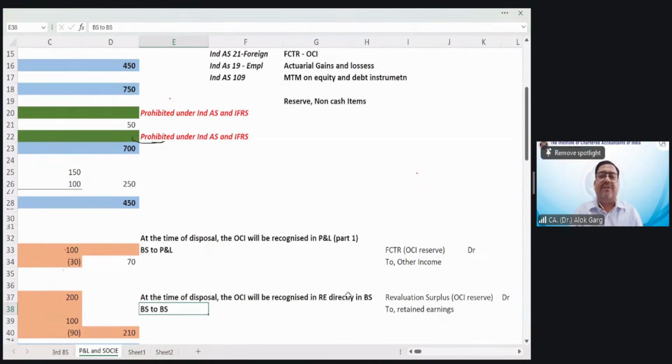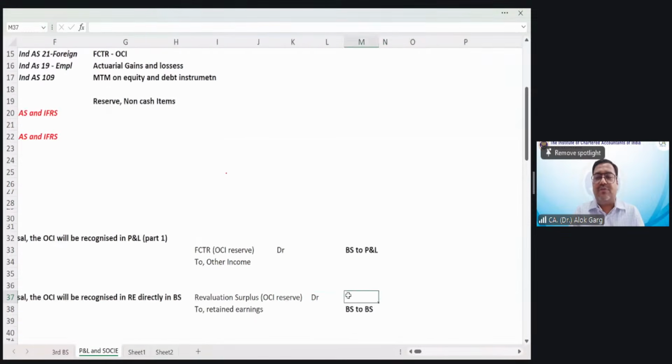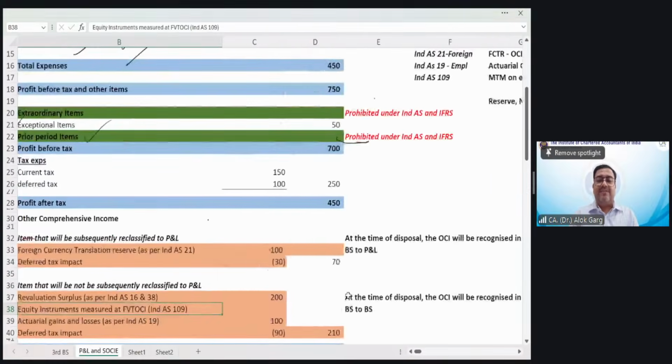Balance sheet to balance sheet entry means, for example, the company has created a revaluation surplus on a PPE. Now that PPE has been sold, the building has been sold, right? So this revaluation surplus has to be reversed. How will you reverse it? Revaluation surplus, OCI reserve account, debit to retained earnings. It is a balance sheet to balance sheet transaction.